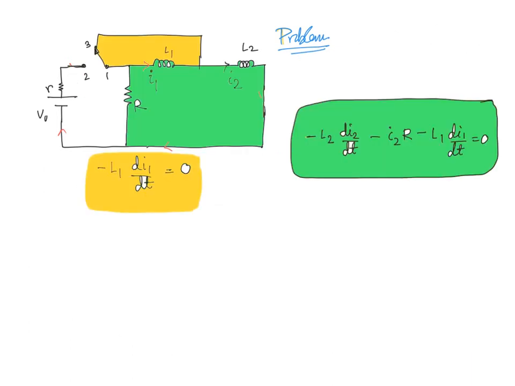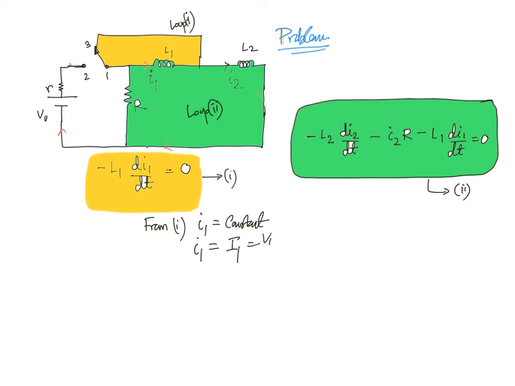Now these are the equations of KVL for the loops. The loops are colored already. So that is for this loop 1, and the lower one is loop 2. And here is the way we have applied and written this KVL. So from equation 1 we get I1 is equal to constant. So I1 constant means I1 is this capital I1, that was V0 by R.